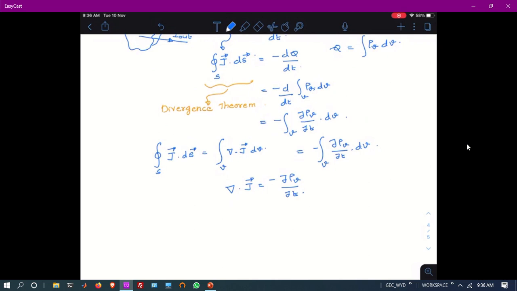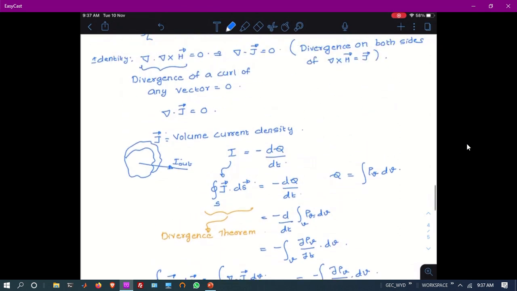Now there is a contradiction. Here we say del dot J is equal to minus dou rho v by dou t, but here we proved that del dot J is equal to 0.